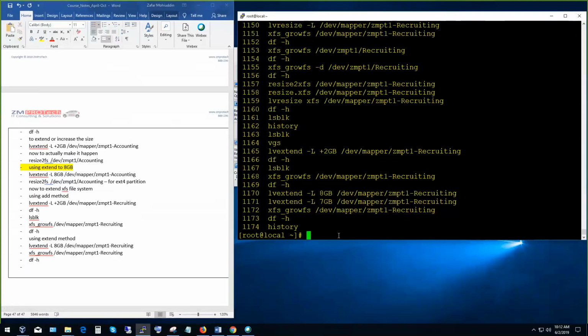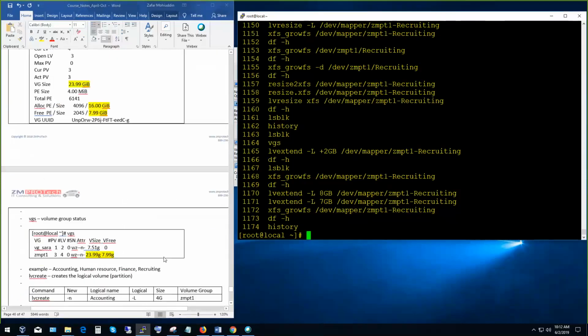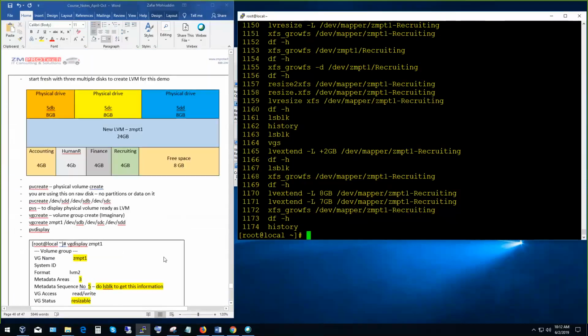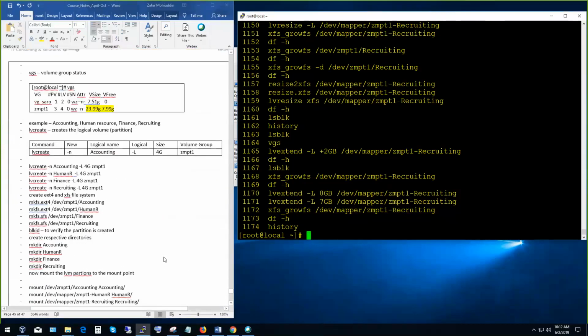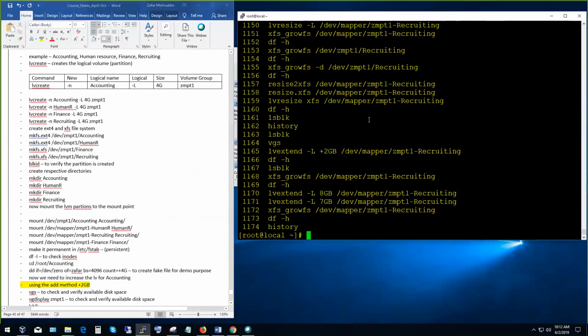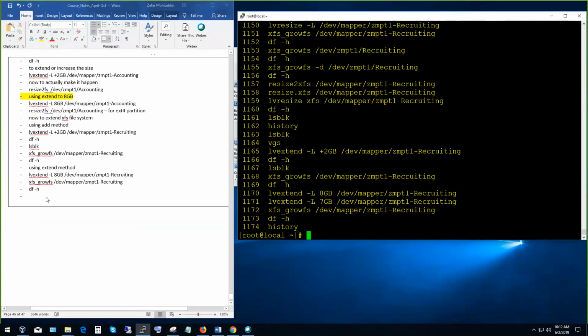Okay, so now that this is there, we are at a point: how do we extend the volume group now? Okay, so we got the error message that we cannot extend it anymore because it's running out of space. So what we're going to do is extend it.